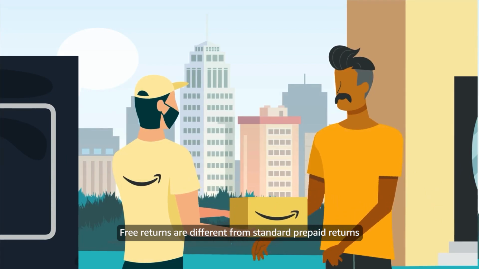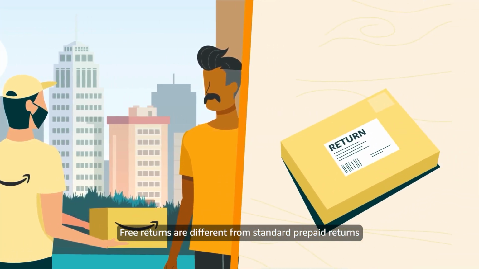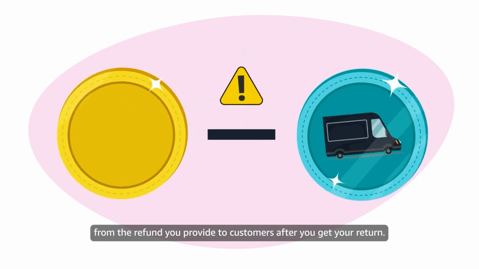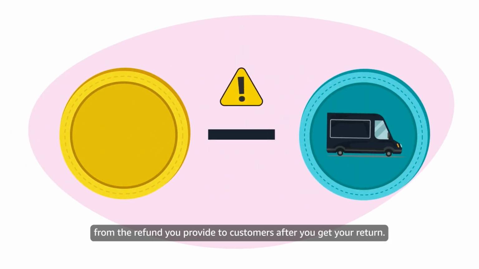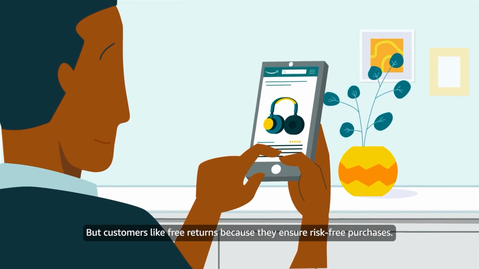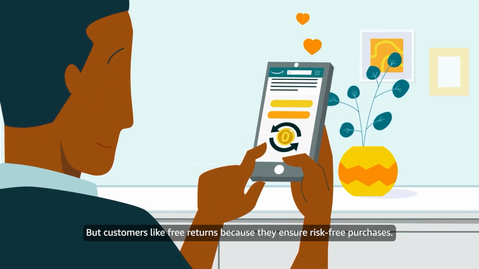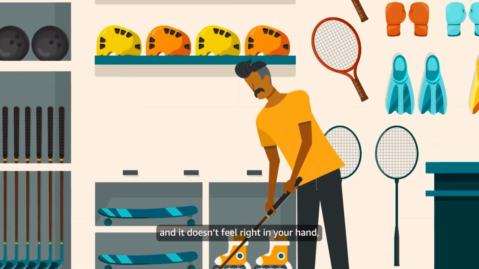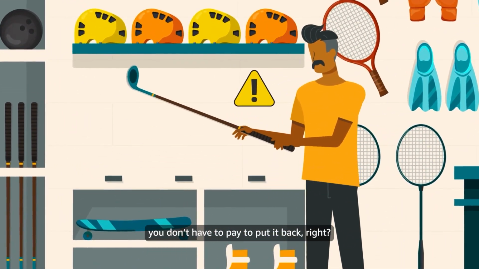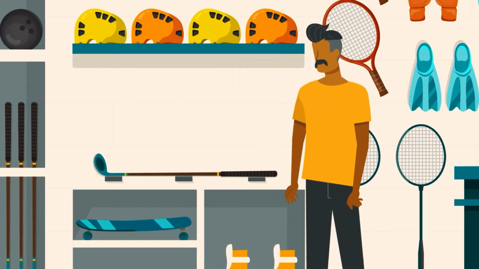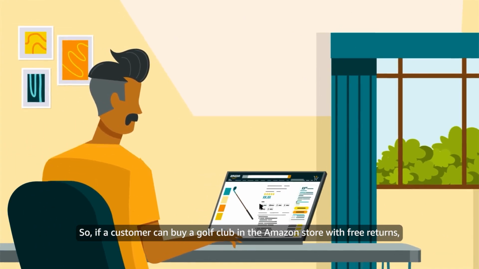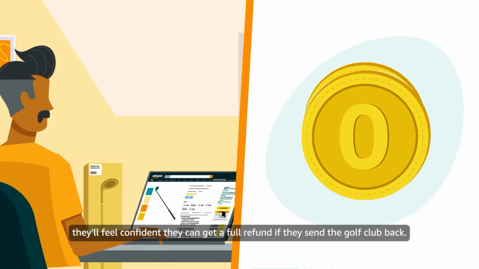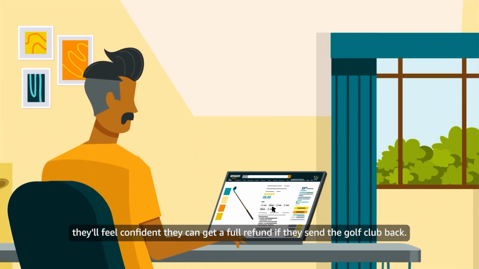Free returns are different from standard prepaid returns because you can't deduct the cost of return shipping from the refund you provide to customers after you get your return. But customers like free returns because they ensure risk-free purchases. If you pick up a golf club in the store and it doesn't feel right in your hand, you don't have to pay to put it back, right? So, if a customer can buy a golf club in the Amazon store with free returns, they'll feel confident they can get a full refund if they send the golf club back.